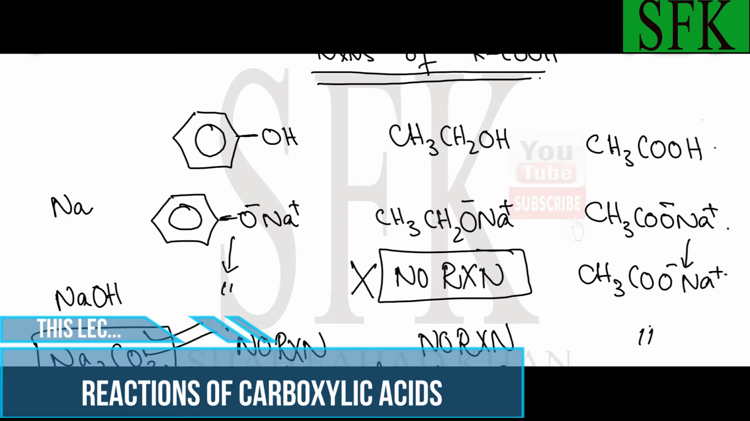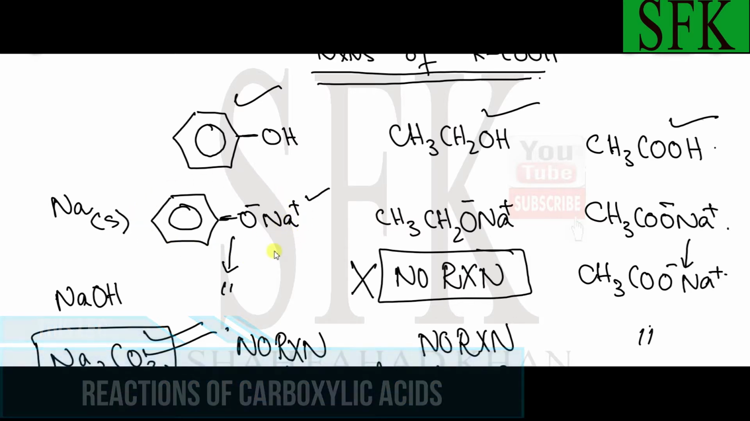This is sodium metal, and with sodium metal, we know that phenol is acidic. We know that ethanol is also acidic, and ethanoic acid is also acidic. They'll give a positive test with sodium metal because sodium metal is highly reactive. It will react with phenol to give sodium phenoxide. This organic product is important and it has been frequently asked in the past papers.